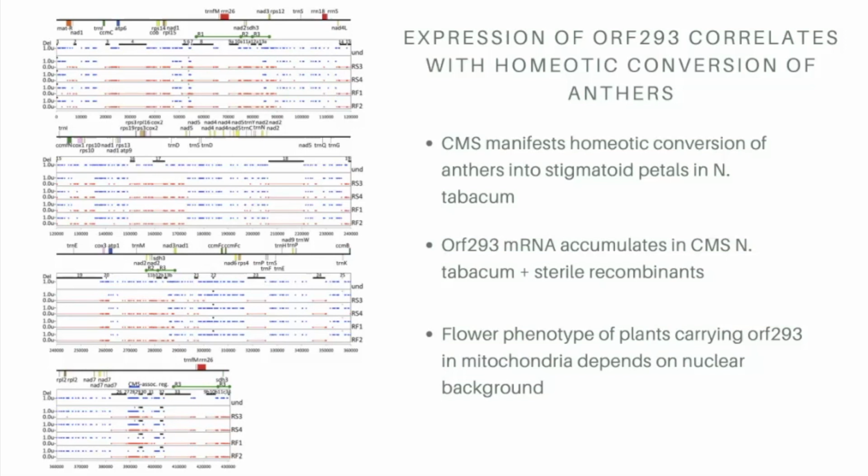The transmembrane domains are characteristic of sterility causing mitochondrial genes 17 and 18. Flower phenotype of plants carrying the ORF in mitochondria depends on nuclear background. Finally, ORF293 was named the homeotic conversion of anthers, HCA, gene.